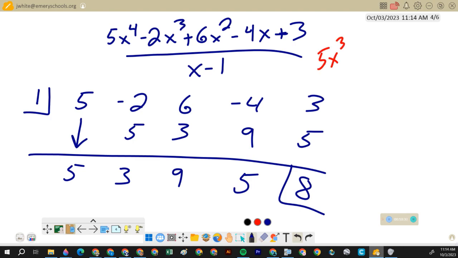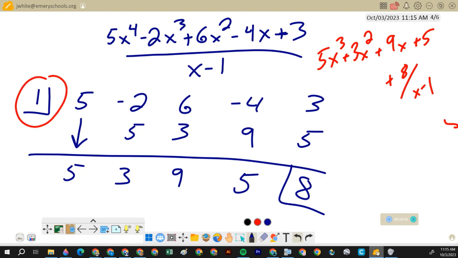5x to the third plus 3x squared plus 9x plus 5 plus 8 over x minus 1. Yes. So she's asking, does it matter if this is positive or negative? It does matter. You set the bottom equal to 0, and we get x equals 1. No, it's always the root of the denominator.